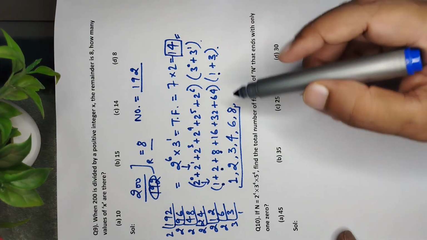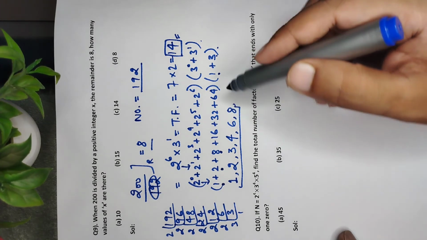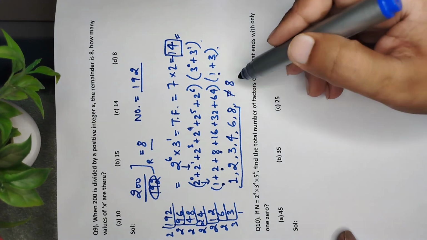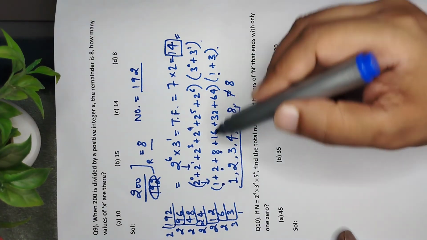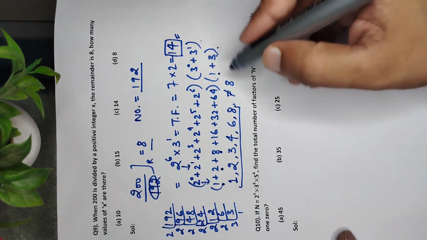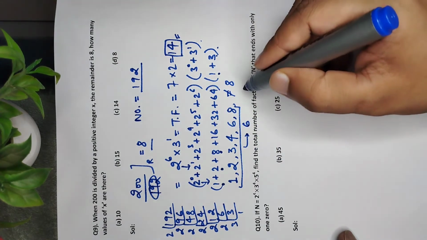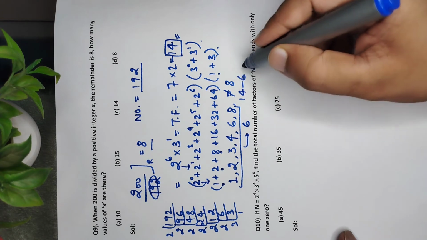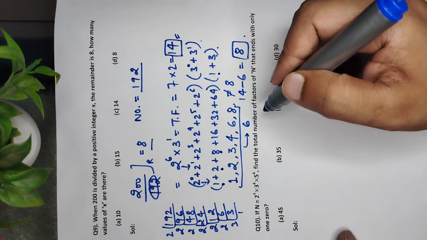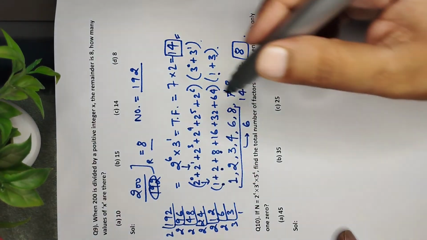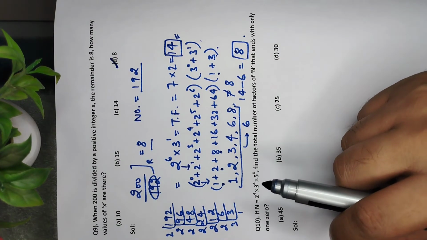So I can say there are 1, 2, 3, 4, 5, 6. There are 6 factors of 192 that will not leave a remainder 8. So what I have to do is subtract the total number of factors which do not leave remainder 8 from 14. So total number of factors which do not leave remainder 8 are 6, and the answer will be 14 minus 6, that is equal to 8. So overall there are 8 factors that leave remainder 8 when they divide 200. So the question was simple.